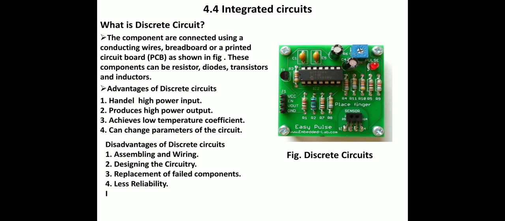What are the advantages of discrete circuit? It handles high power input and produces high power output. It achieves a low temperature coefficient. It can change the parameters of the circuit, that is, if a trimmer or variable potentiometer is used, the value of the resistor can be changed.